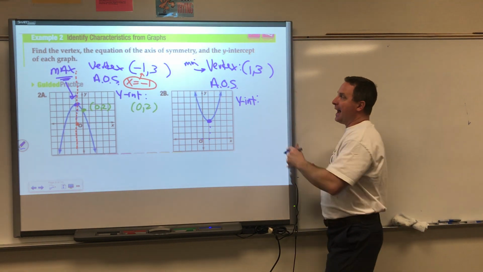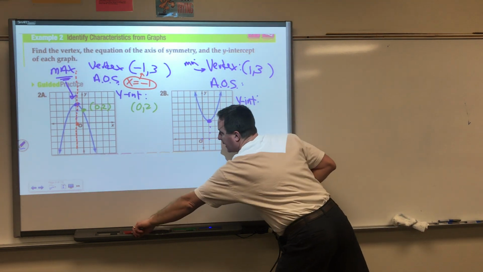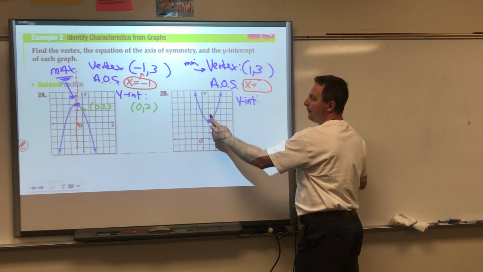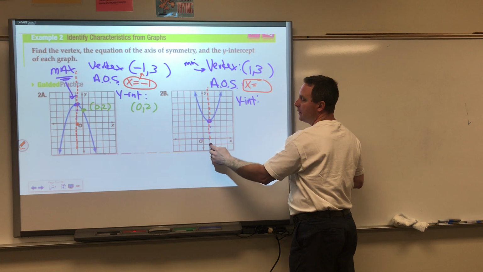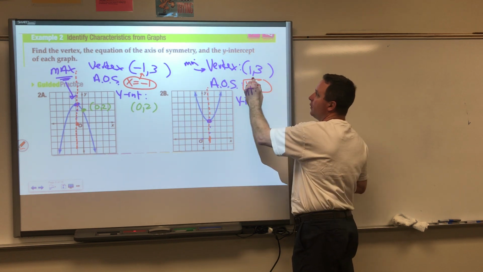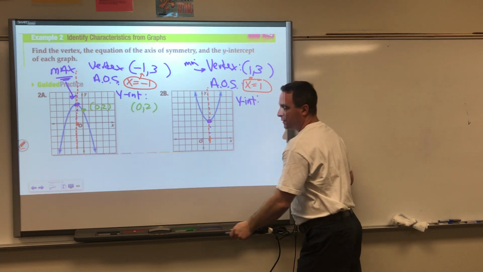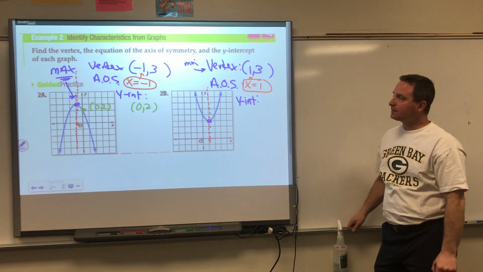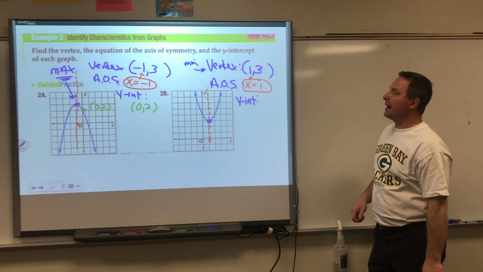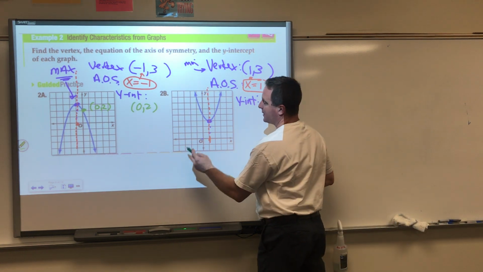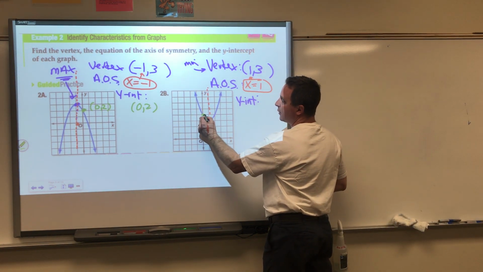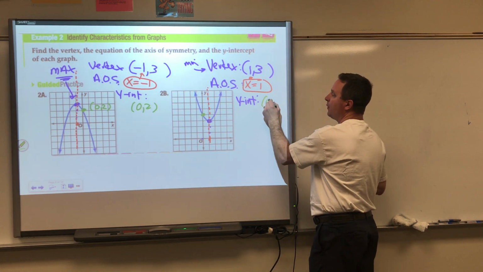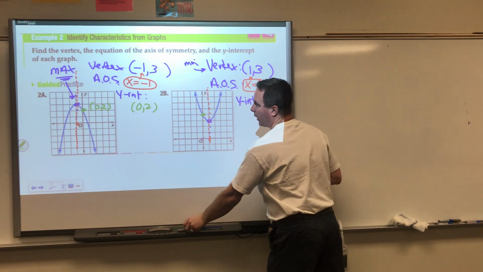The axis of symmetry, if you remember, is always going to be x equals something. If I draw a line through the middle, it goes through 1, so x equals 1. It's the same as the x coordinate. Does this one have a y-intercept? Does it cross the y-axis anywhere? Looks like it crosses the y-axis right there. 1, 2, 3, 4. The name of that point is (0, 4).